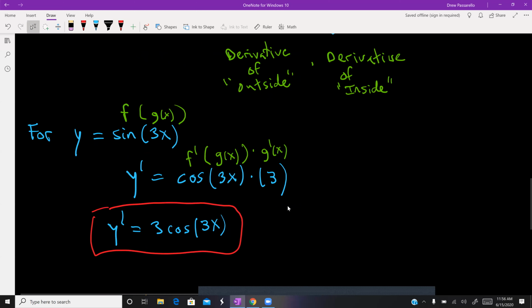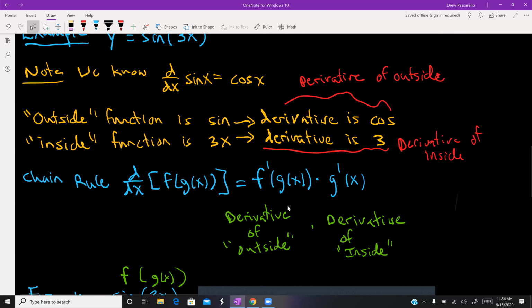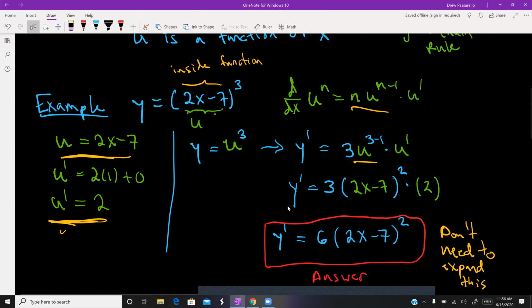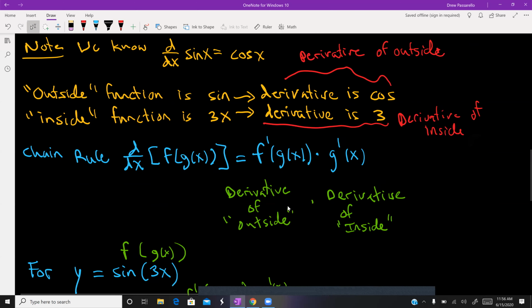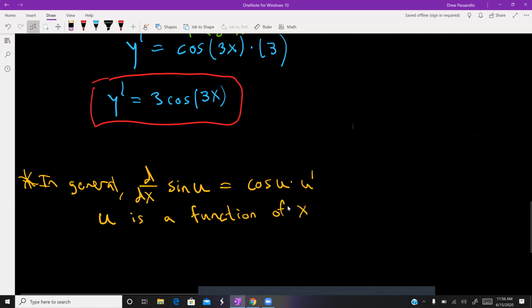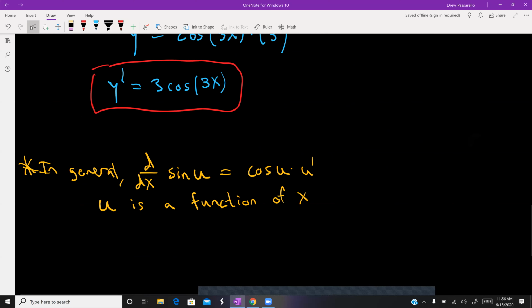All right, so that's an example where you're using the chain rule, and it's not necessarily using this general power rule. In general, if you use a function of x, the derivative of sine of u is equal to cosine u times u prime. All right, that's the general relationship.